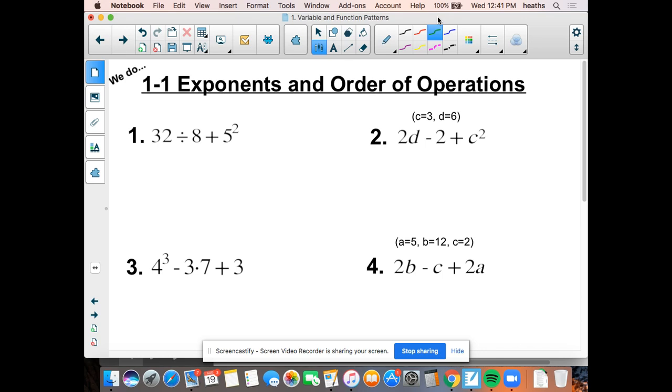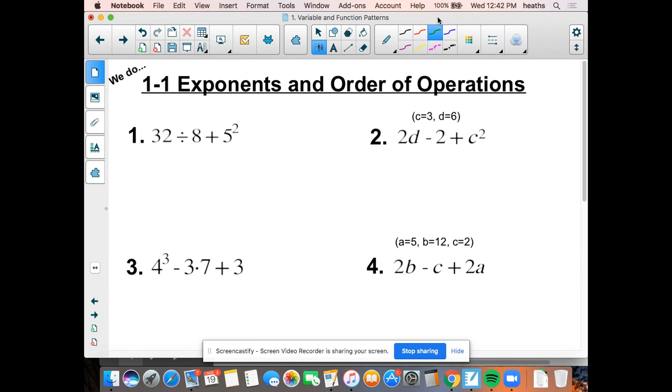Hey everybody, you should have completed this portion, the 1-1 exponents and order of operations, the we do portion, which is kind of our practice round where you complete some problems, and then I look at them just to see if you're getting it or if you're not. So this is just going to quickly go over the answers to those problems.